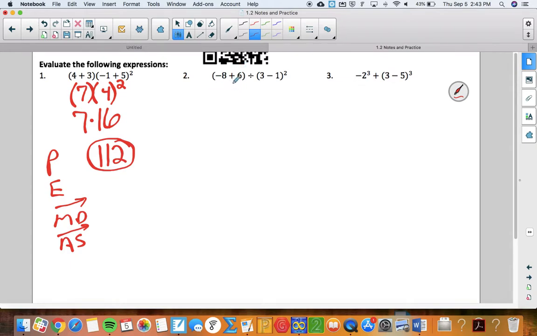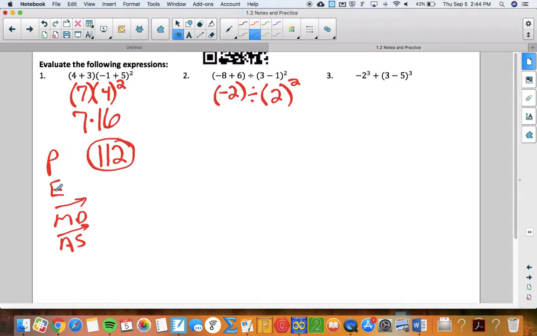Number 2, again, do what's in the parentheses first. We get negative 2. Now what's going on between my parentheses is division, because there's a division sign there. So now I have 3 minus 1, which is 2, but make sure you bring down the squared. So I am done simplifying inside of the parentheses.